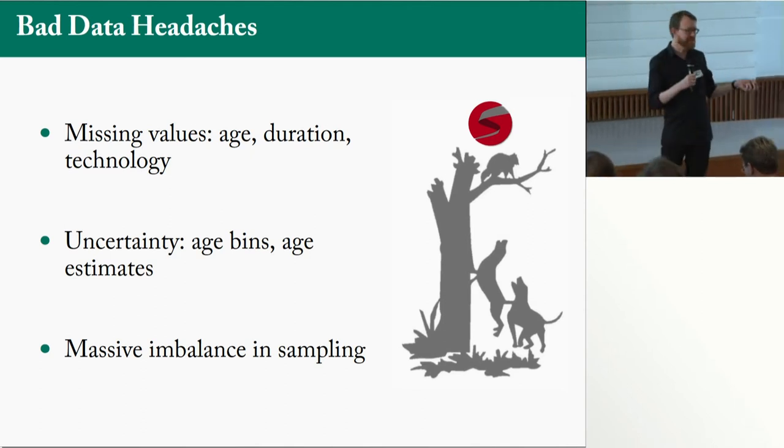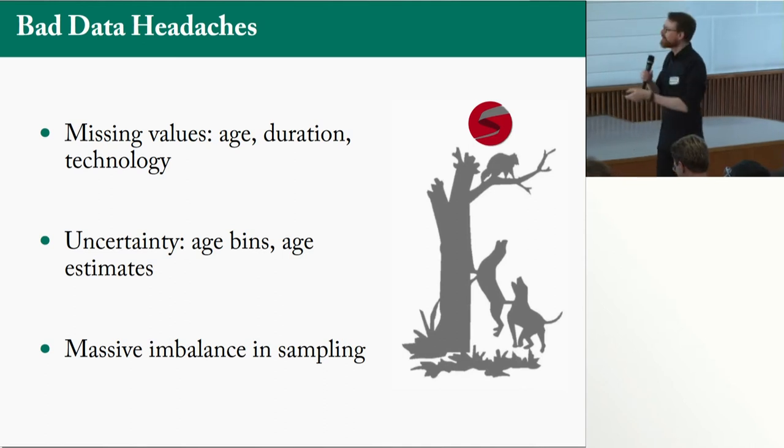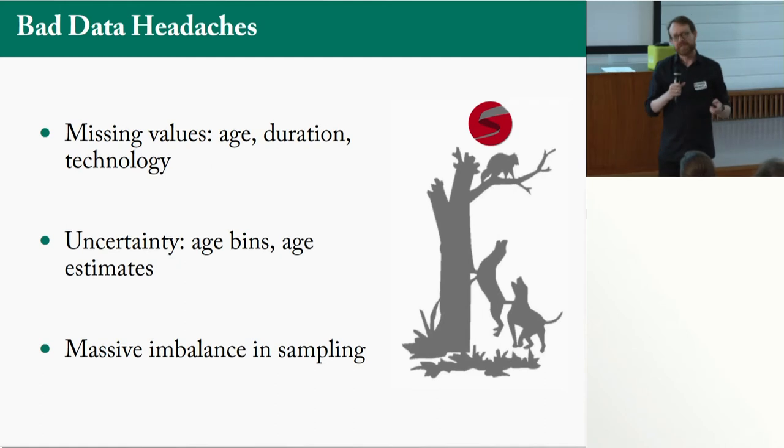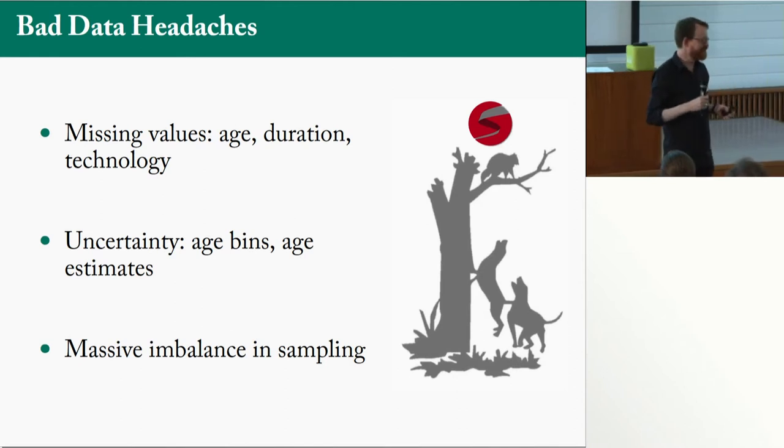The other kind of missingness is partial missingness. Age bins. For some of the ethnographers, the only confident level they could say about a person's age was it's between 20 and 30. And that's all they were going to say. They gave us a uniform interval.